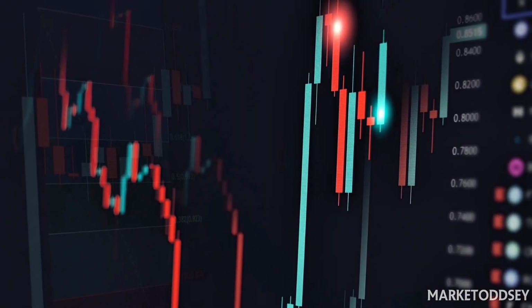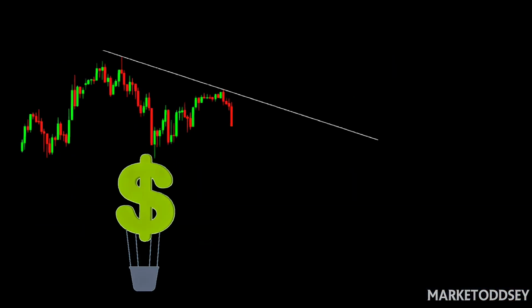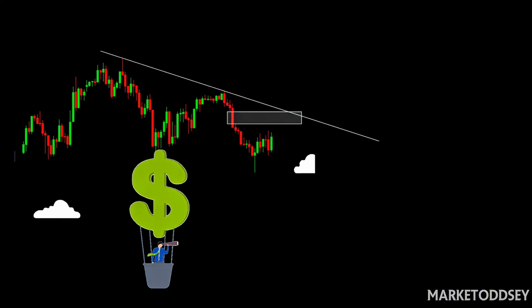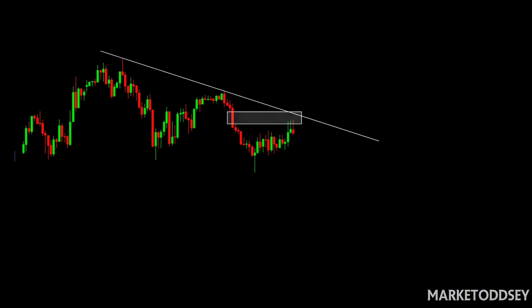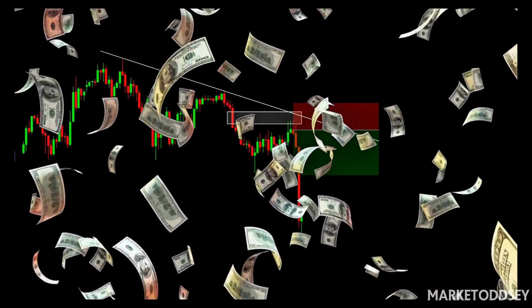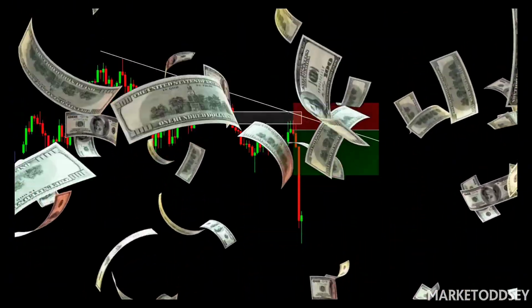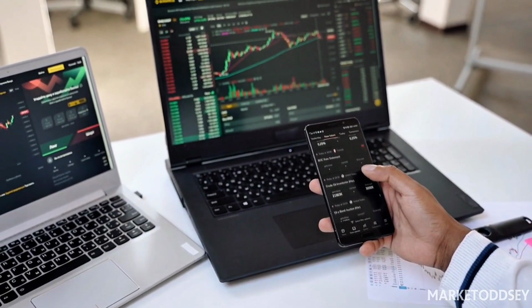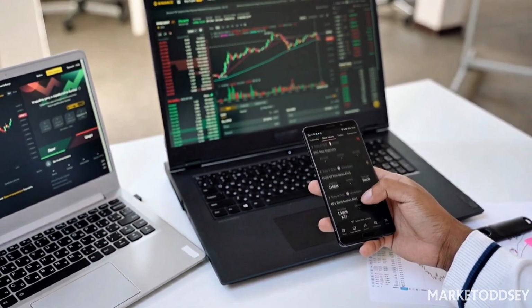Have you ever wondered why some traders seem to predict market moves before they even happen? Today, we're diving deep into the secrets behind liquidity, the invisible force that moves the markets. Whether you're just starting out or you're looking for that extra edge in your trading strategy, mastering liquidity might just be the game changer you've been missing.